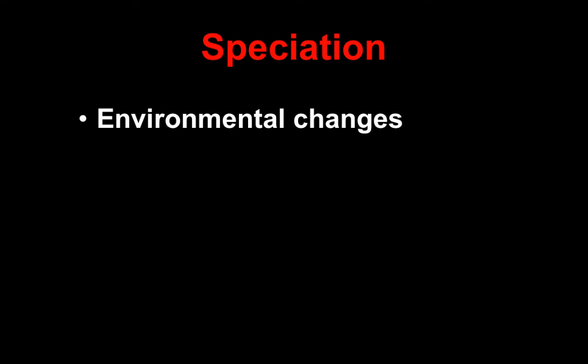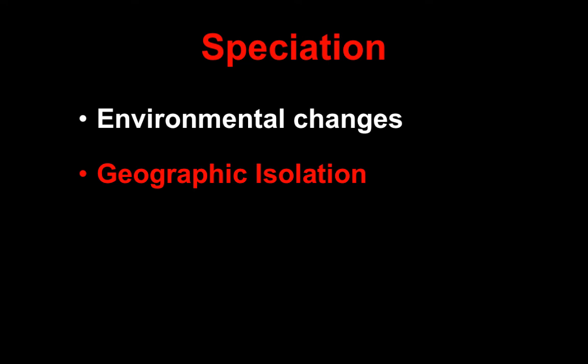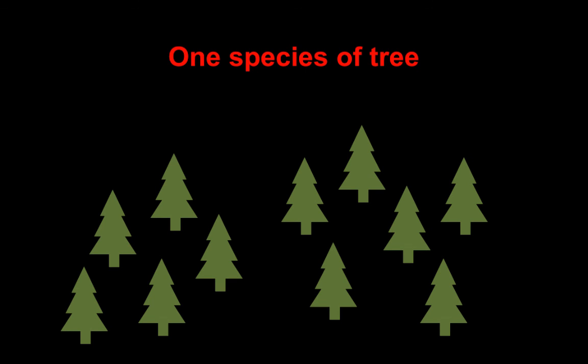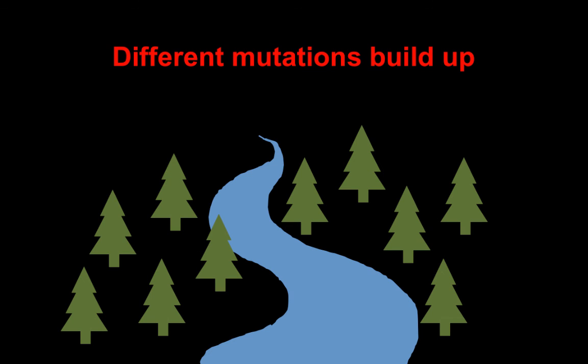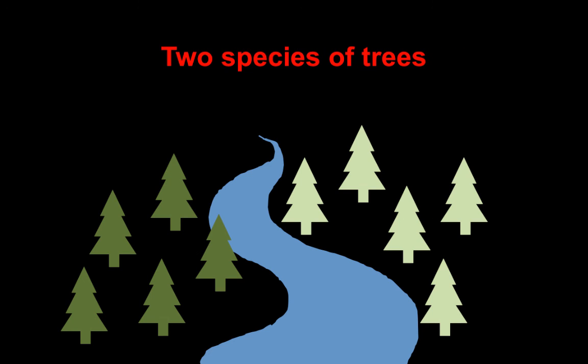And speciation can happen, like we just said, with environmental changes, but also this thing called geographic isolation. And so what geographic isolation means is you take one population, so this is all a single species, and then it becomes physically separated by something like, in this case, a river. And this prevents interbreeding between these two halves of the population. Over time, different mutations build up, and eventually we end up with two different species of trees. And so now we have two different species as a result of this.